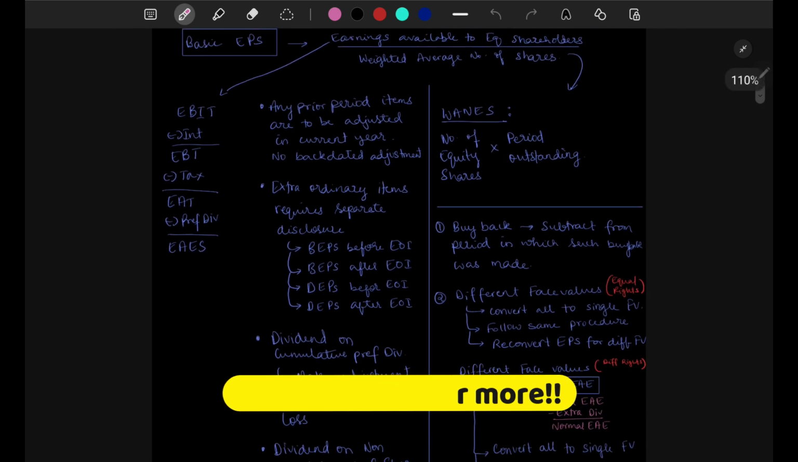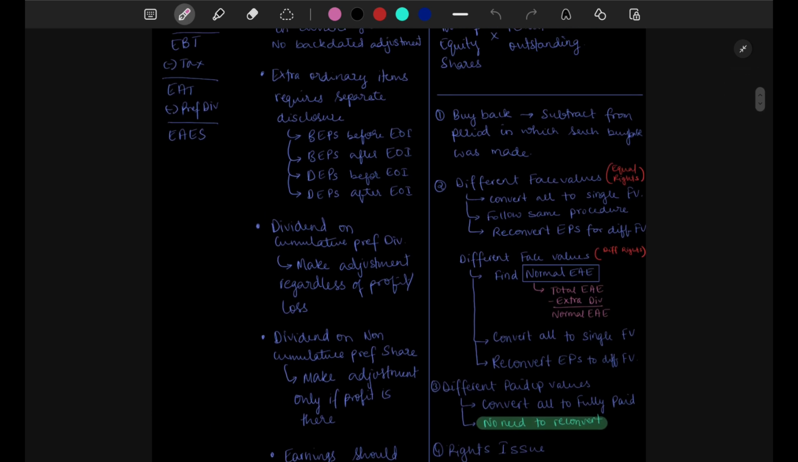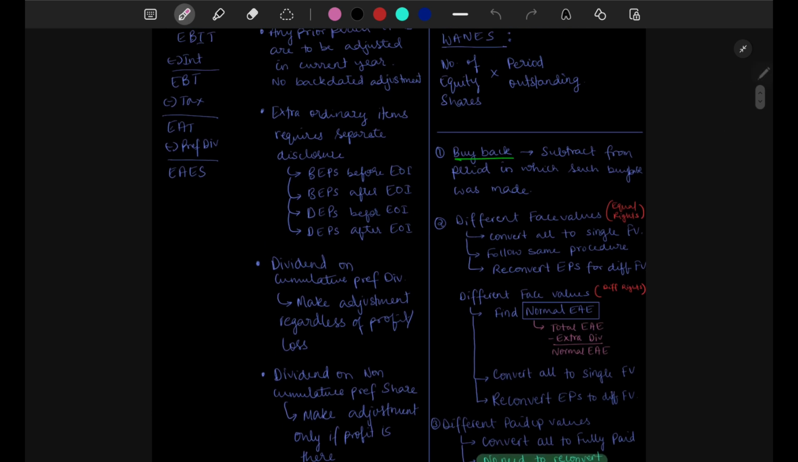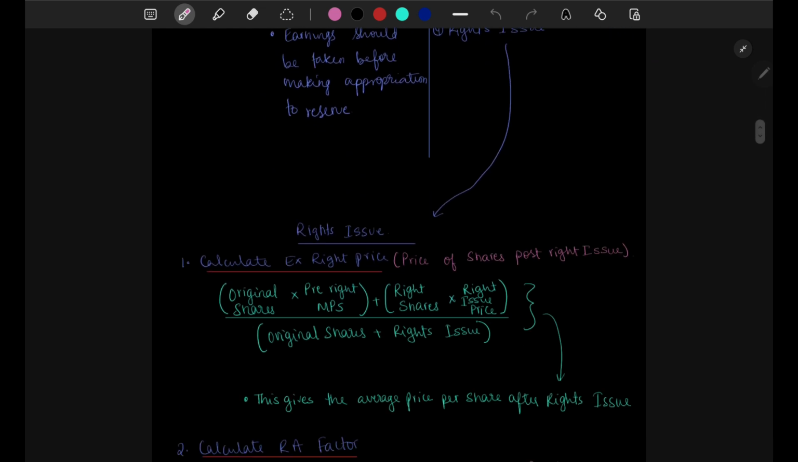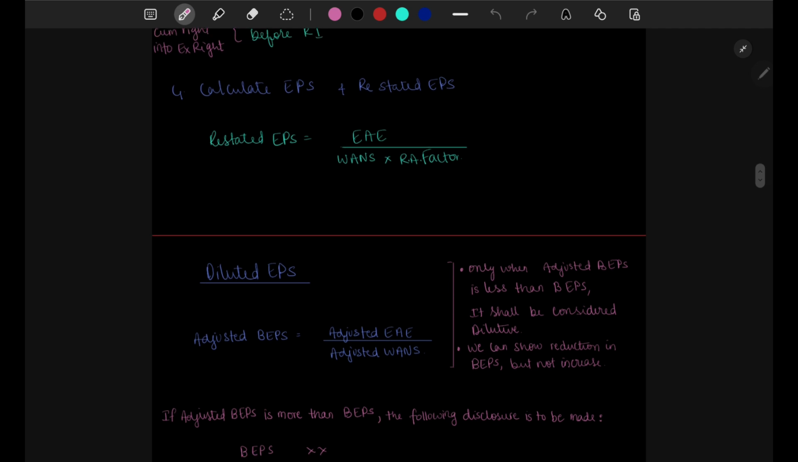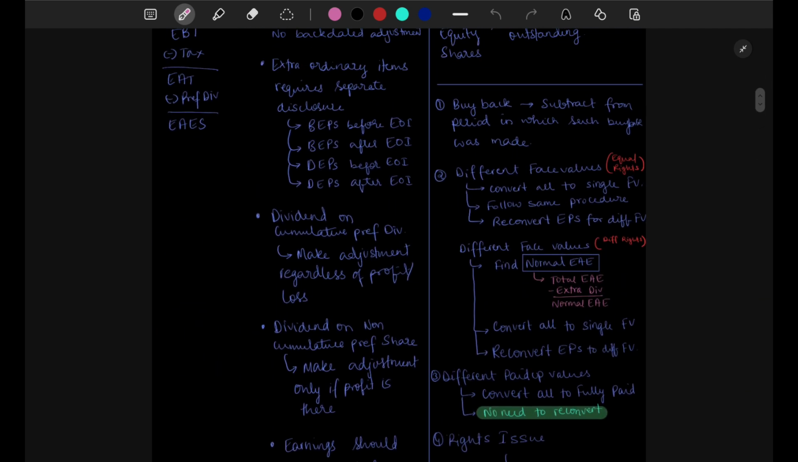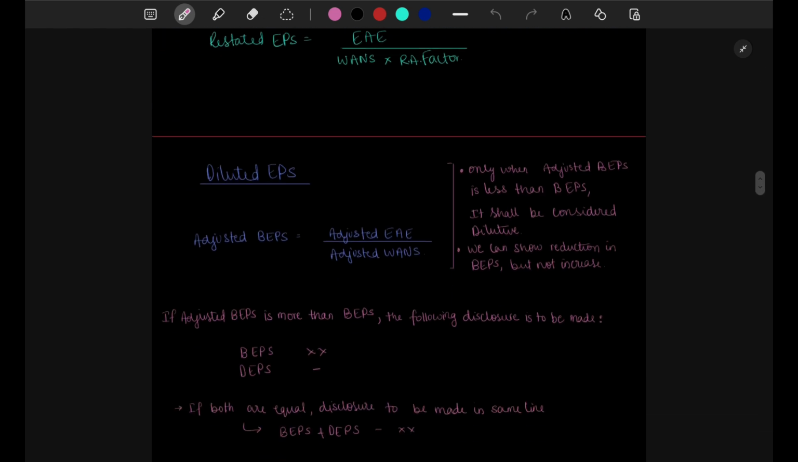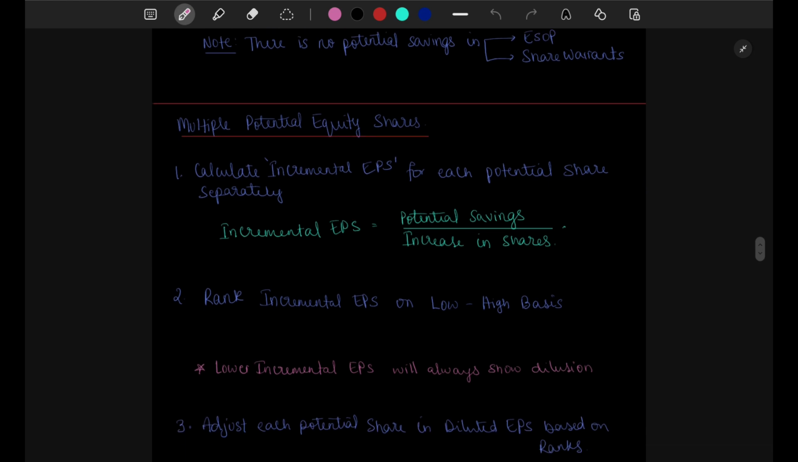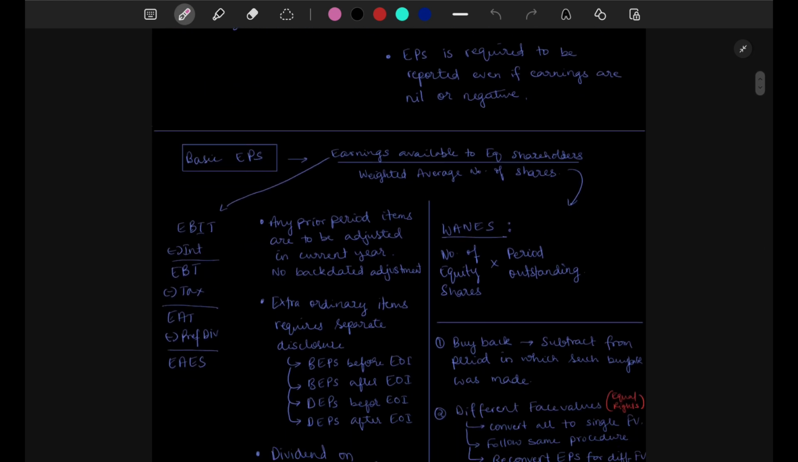So what do you do in these cases? What do you do if there is a buyback of shares? What do you do if there are different face values? Different face values can be of two types again, which is equal rights and differential rights. And there can be different paid up values also. There can be a rights issue, and there could be a bonus issue also. I think the bonus issue is quite simple. Even if it's not here, I think I can cover that. Okay. Next.